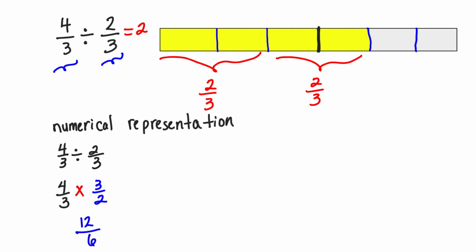And then we simplify the fraction by saying we have 12 pieces. We need 6 to make a whole. So 12 divided by 6, the answer is going to give us 2, which is the same answer we got on the top.